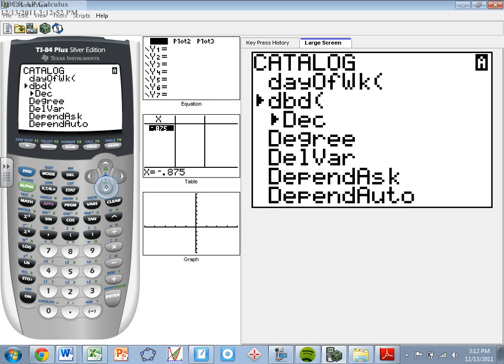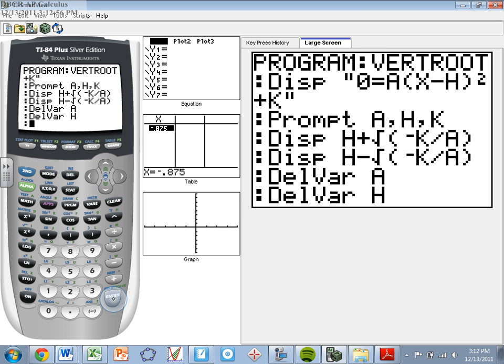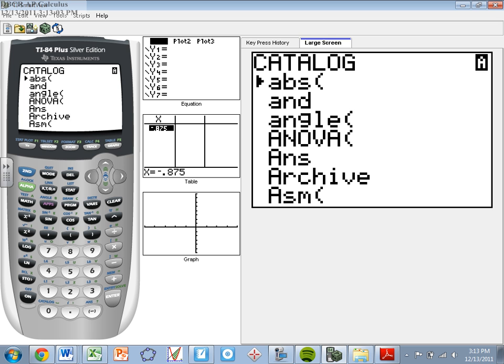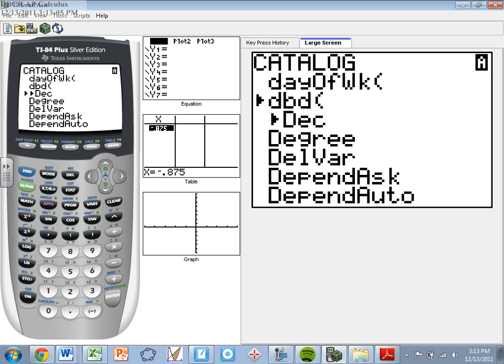D, 1, 2, 3, 4. There we go. Okay, deleting H. And then finally, after I delete A and H, I need to delete K as well. So same routine. Second, catalog, D, 1, 2, 3, 4.